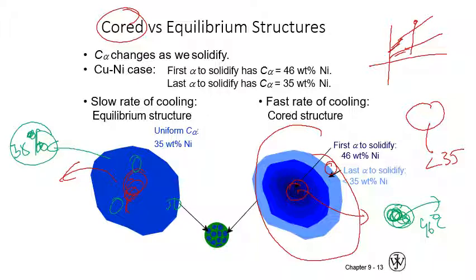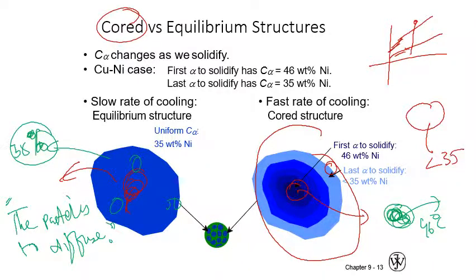Why is this happening? What is the reason? The reason is that when we increase the rate of cooling, the particles don't have enough time to diffuse, right? At an elevated temperature, there is enough chance for the particles to diffuse from one end to the other end. That's why coring occurs when we cool at a high cooling rate.